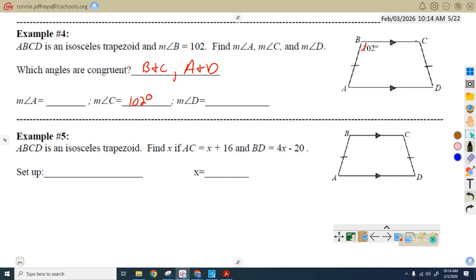All right. Now, how are we going to find these other two? How are we going to find A and D? Yes. Remember, they're on the same side, so this is supplementary. So we would say 180 minus 102. We get, oh, not 98, 78 degrees. Okay.